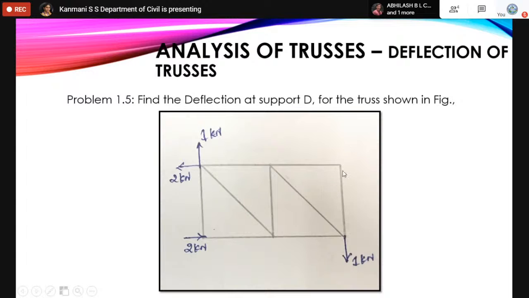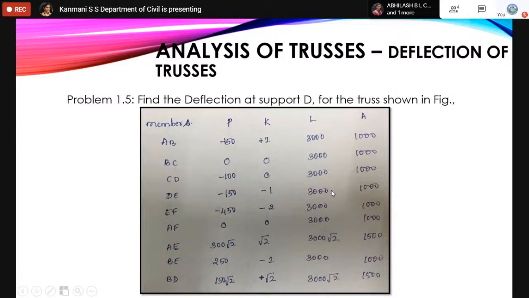If you come to this joint, at this joint you have only two members, where the two members are perpendicular to each other. Therefore, force in these two members are equal to 0. Likewise, if I apply method of joints and find out the force due to external load, these are the member forces due to external loads I will get, that is in the column P.